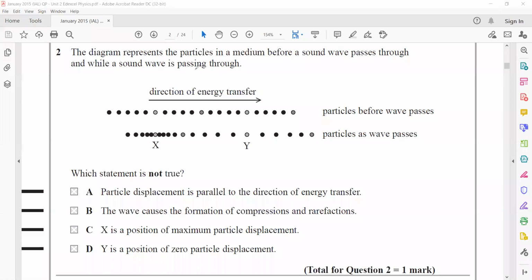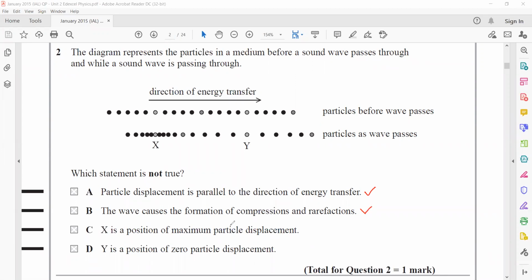The diagram represents the particles in a medium before a sound wave passes through, and while a sound wave passes through. Which statement is not true? Because sound waves are longitudinal waves, particle displacement is parallel to the direction of energy transfer, that's true. The wave causes the formation of compression and rarefaction. So in a longitudinal wave we have compression and rarefaction.